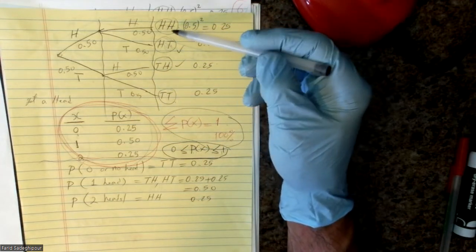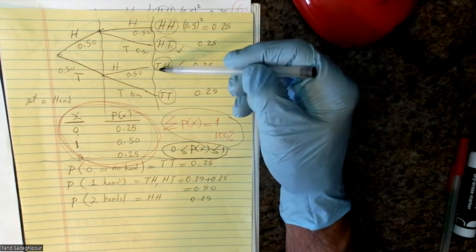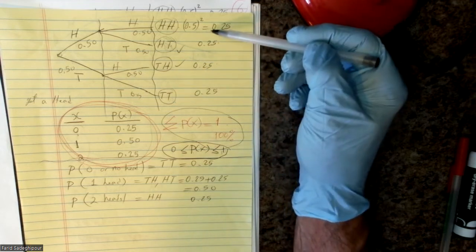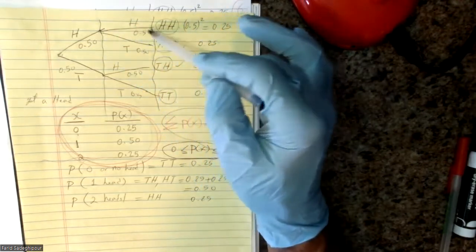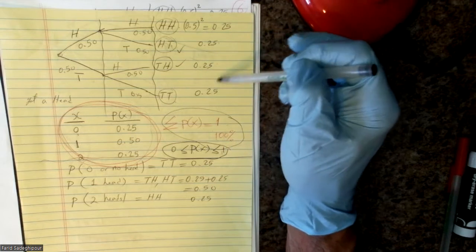You either get both heads; the first one is heads and the second one is tails; the first one is tails and the second one is heads; or both are tails. And these are all the possibilities. So you go through the branch: 0.5 times 0.5 is 0.25. So they all have the same probability.